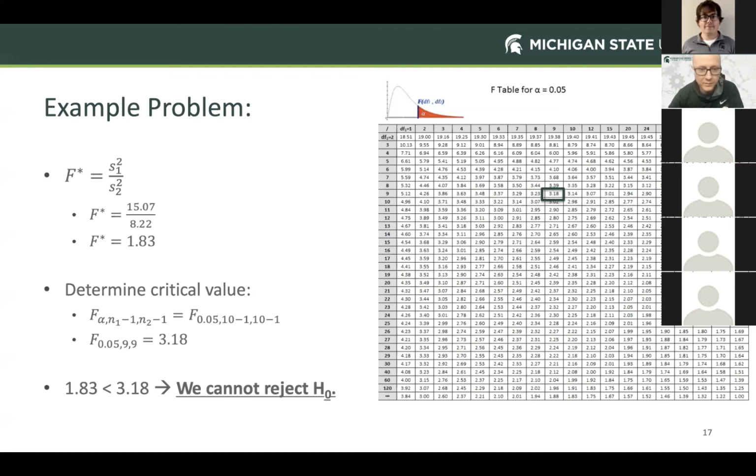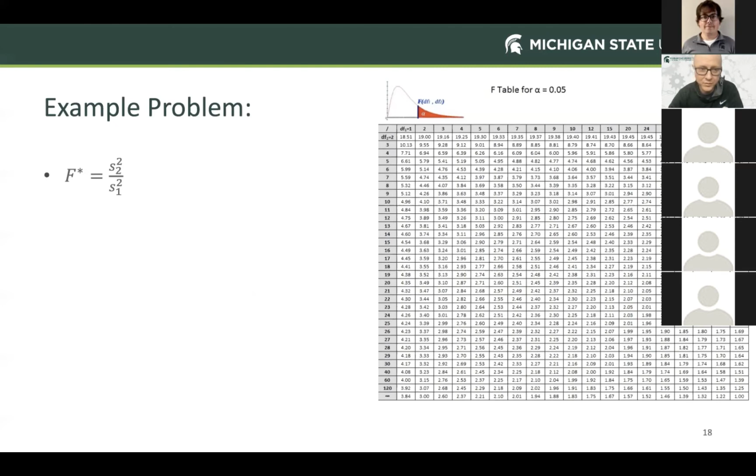Now, just to demonstrate looking at the other side of that distribution, we're going to return to the exact same example problem, except now we're looking at the opposite ratio. We're comparing the variance of the second sample to the variance of the first sample. Since we don't have an F table for the probability 0.95, we're going to work with the 0.05 table in this case. All we're doing here is the inverse of the relationship we had done previously. So we're taking 8.22 over 15.07, and that F statistic is 0.55.